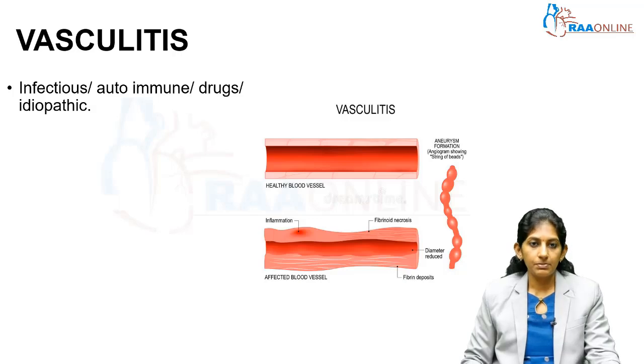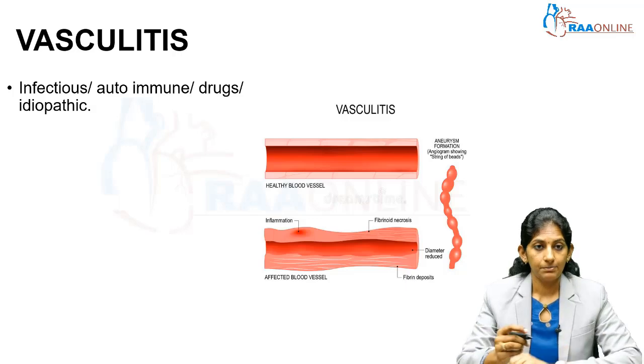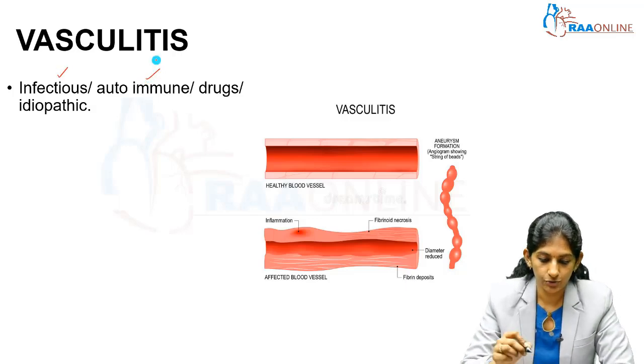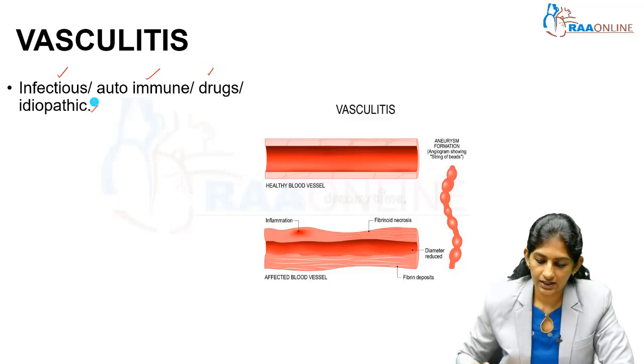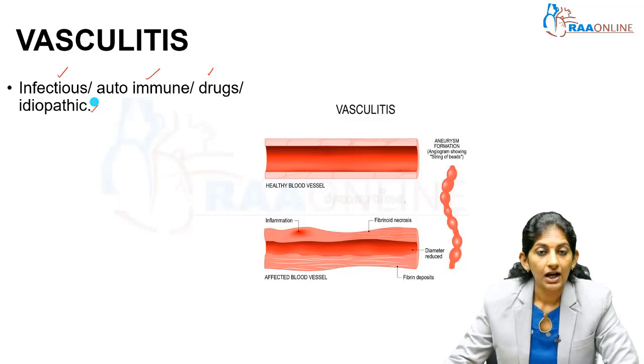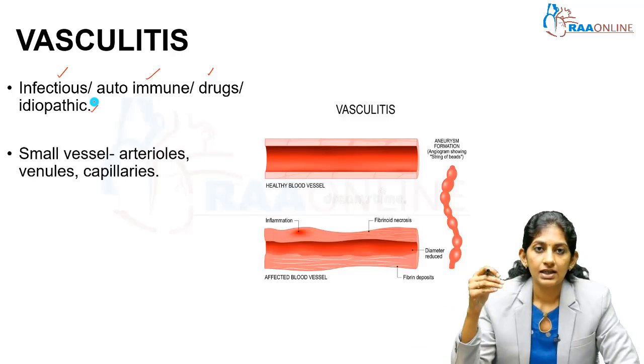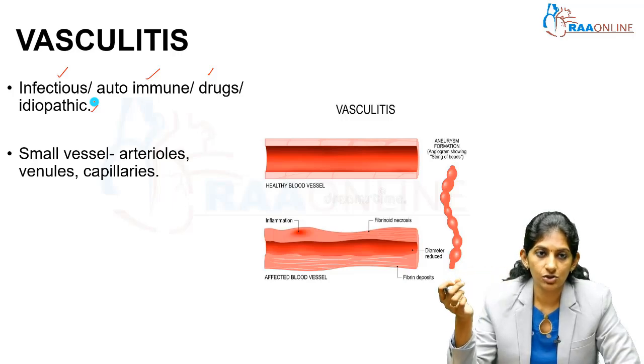There are multiple etiologies for vasculitis. It can happen because of infections. It can happen because of autoimmune conditions. Drugs can cause vasculitis, or it can happen due to unknown causes. We need to know the different sizes of the blood vessels. Only then can we classify the vasculitis.